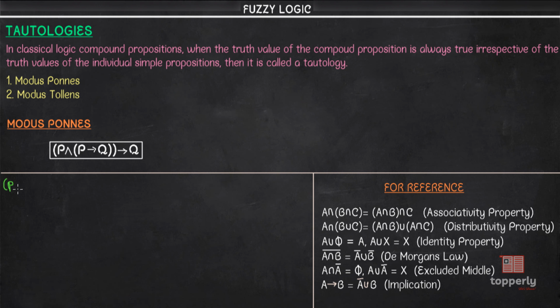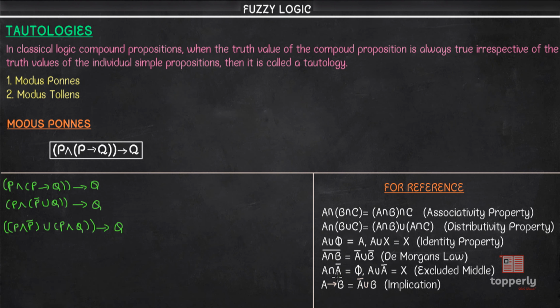We have P conjunction, P implies Q, the whole thing implies Q. Now this P implies Q can be written as P bar union Q. That is, P conjunction P bar union Q, the whole thing implies Q. Now this can be further distributed with the help of the distributivity property. That is, we can write it as P conjunction P bar union P conjunction Q, the whole thing implies Q.